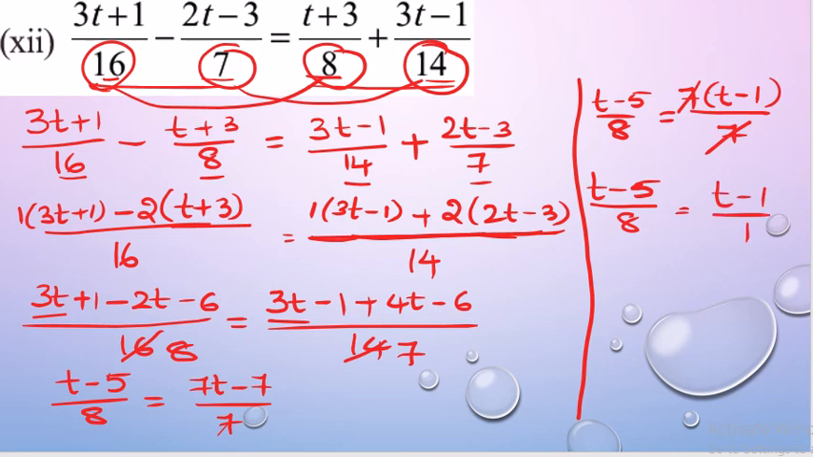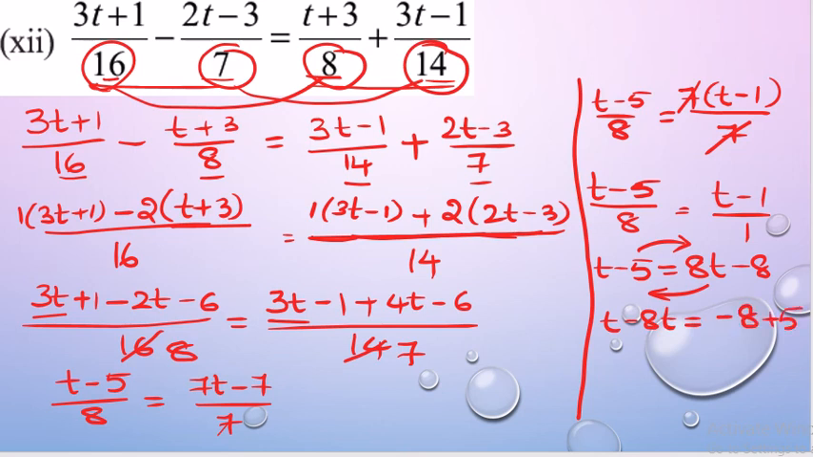1. Now cross multiply. So t minus 5 into 1 is nothing but t minus 5 is equal to, if you multiply with 8, 8t minus 8. Now transpose this 8t to the left hand side and minus 5 to the right hand side. So t minus 8t is equal to, already minus 8, so minus 5 will become plus 5. t minus 8t is nothing but minus 7t is equal to minus 3. Minus we can cancel, t is equal to 3 divided by 7. So the value of t is 3 by 7, right?